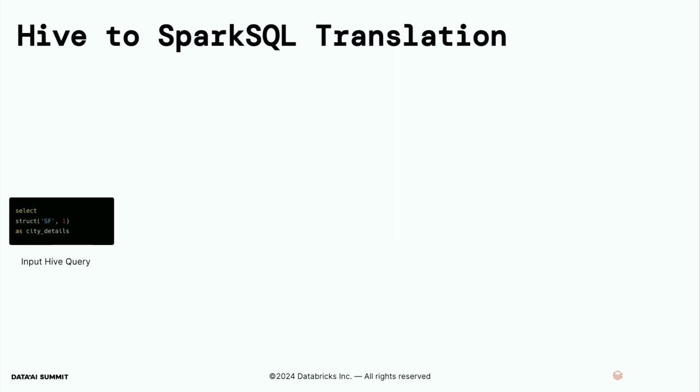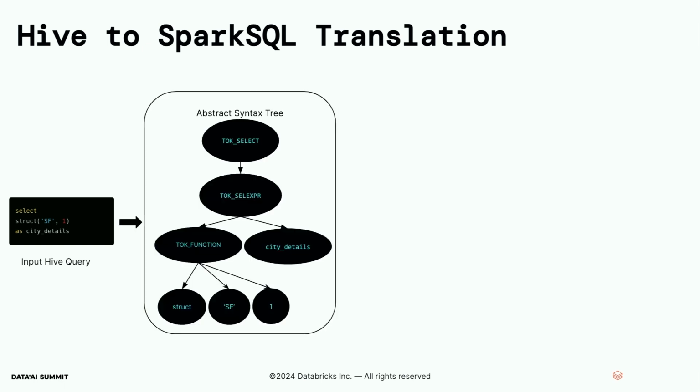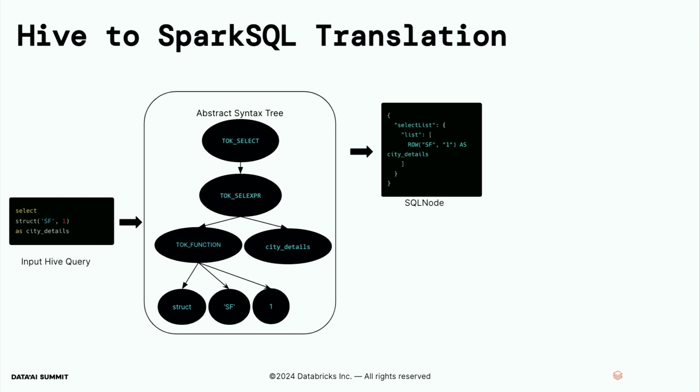So let's take a deeper look into how this translation is working. Given the input Hive query, we parse it using Hive grammars into an abstract syntax tree. Now this AST is then converted into a language agnostic internal representation, that is, a SQL node tree. If you see here, the struct is translated into row, which is a language agnostic concept.